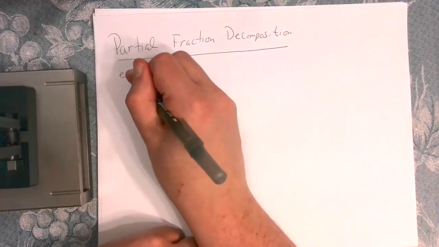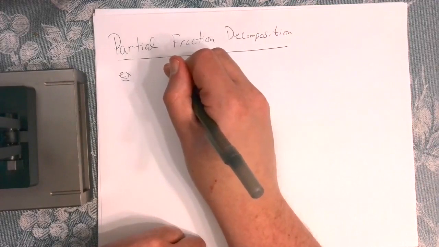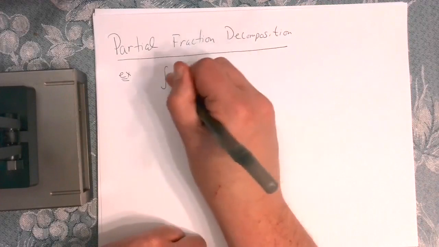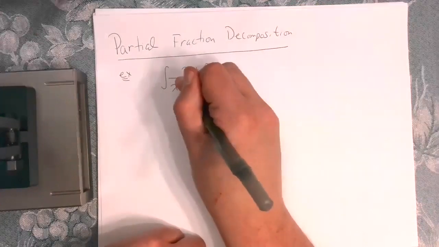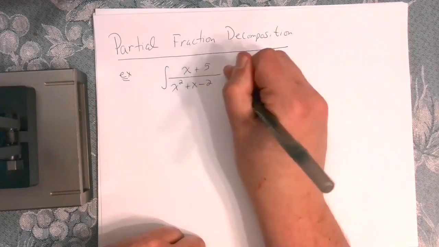And so let me demonstrate through an example. Let's suppose we have the following. Let's suppose we have the antiderivative of (x + 5) over (x squared + x - 2) dx.